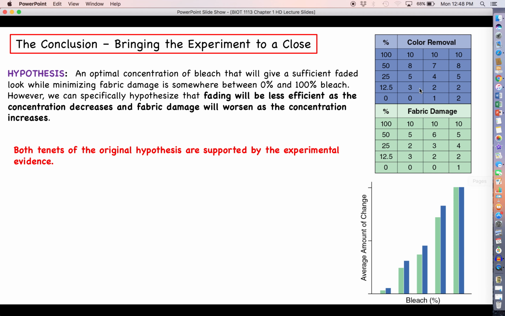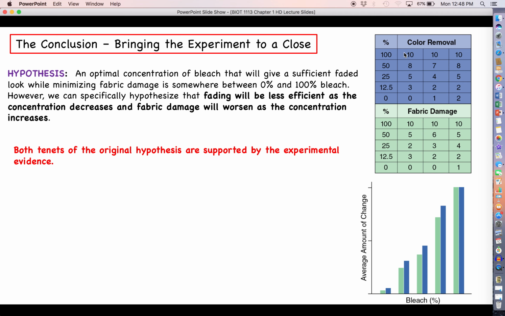If you're looking at color removal, at 100% bleach, we get 10s across the board. So 100% bleach totally gives you that faded look. 0% almost gives you no fading, right? It's just pure water, so we wouldn't really expect to see any fading anyway.